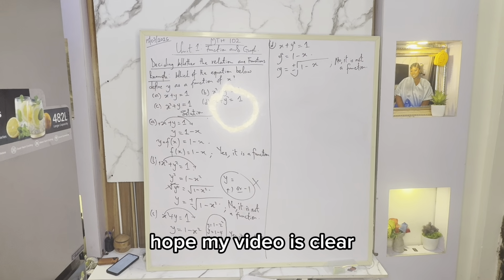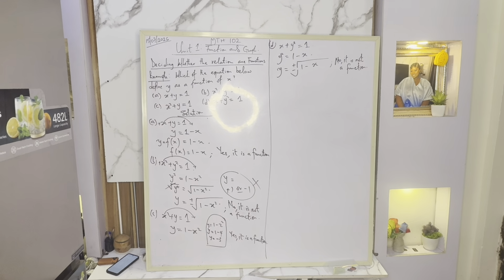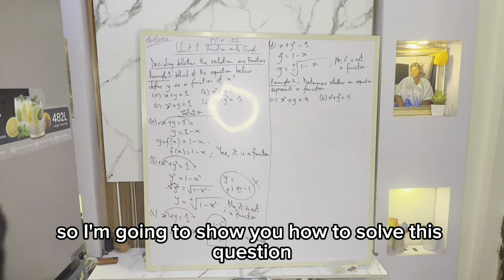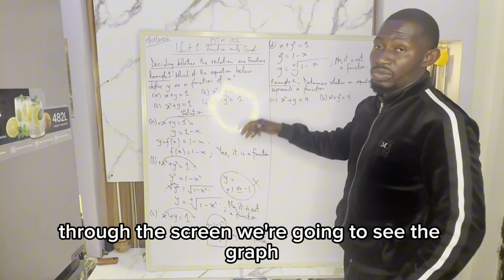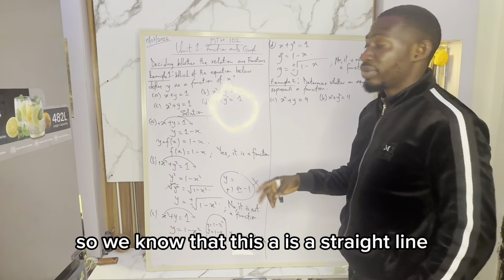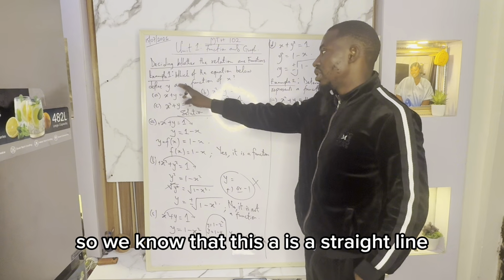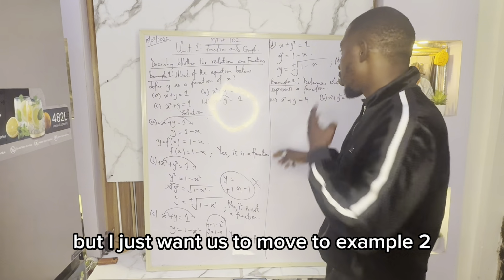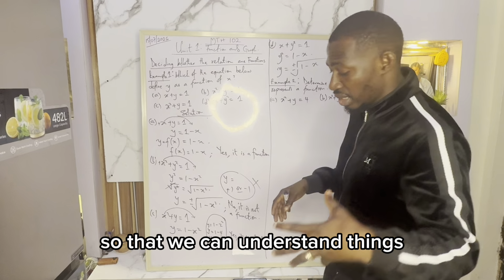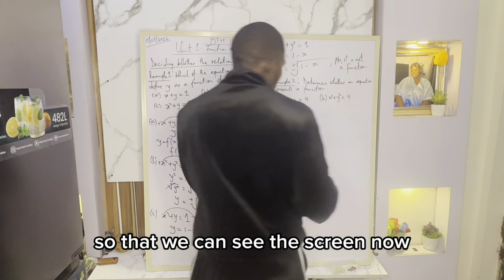Hope my video is clear. So I'm going to show you how to solve this question in the other way through the screen. We're going to see the graph, so we know that this A is a straight line, this is a circle. I will show you everything on the screen, but I just want us to move to example 2 so that we can understand things before removing the board so that we can see the screen.